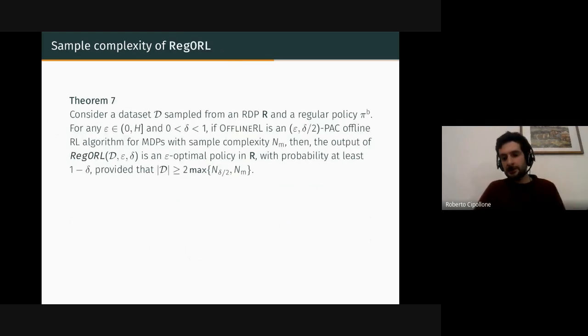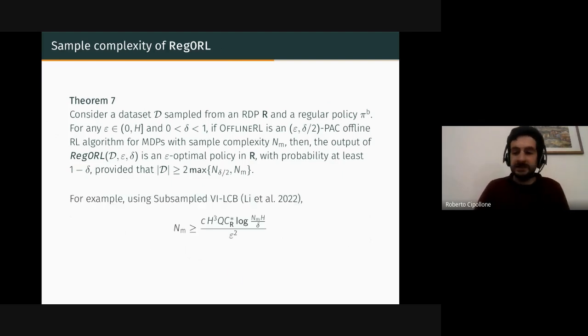Because we have an algorithm that is composed of two stages, a reduction step and then MDP learning, we can just combine the two sample complexities. This one is for the automaton learner, and this one is for the offline reinforcement learning algorithm. This changes depending on the one we use. Again, if you use as an example, subsampled VI lower confidence bound, we have this number for the MDP part.